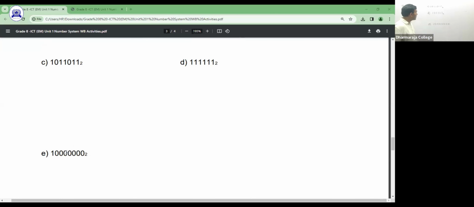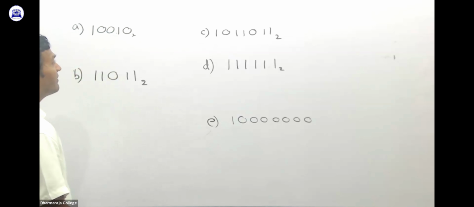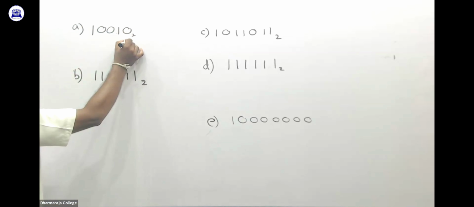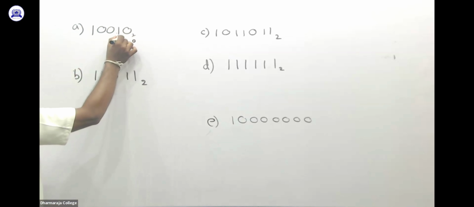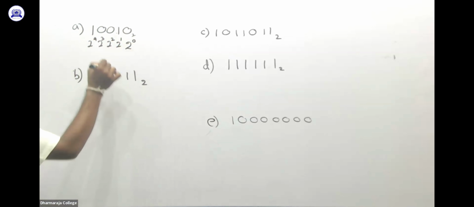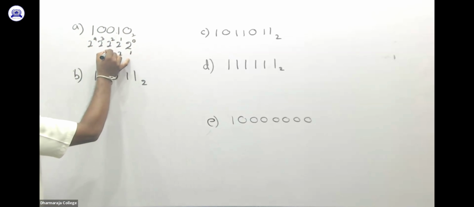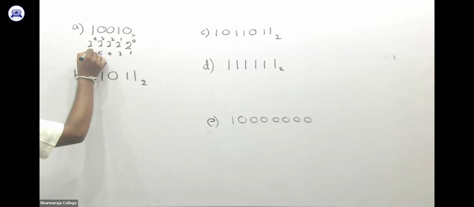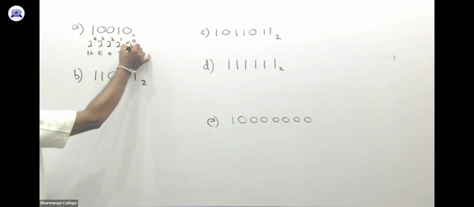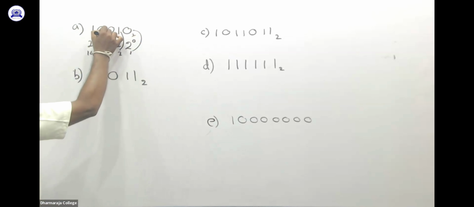Right? So how do you convert this to decimal? This is the way you can write here in front of it: 2 to the power 0, 2 to the power 1, 2 to the power 2, 2 to the power 3, 2 to the power 4. So you write the values: 2 to the power 0 is 1, here 2, here 4, here 8, here 16. So you multiply each digit by this number.